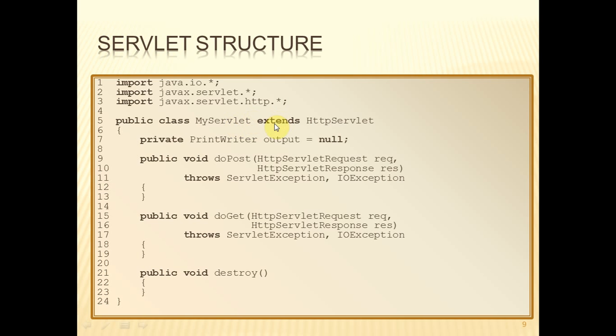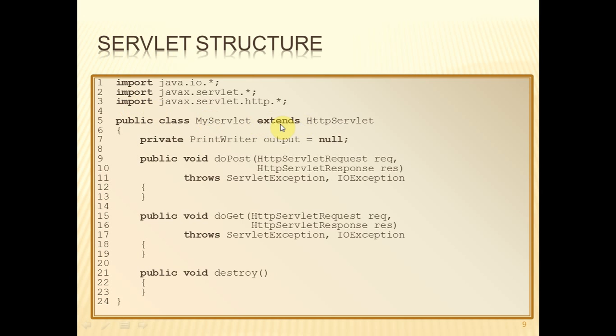And then we make it a subclass by using the extends keyword. So we make it a subclass of HttpServlet. This is a class that is in the javax.servlet.http package, and therefore we need to do this import on line 3.